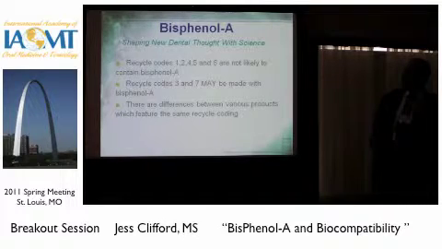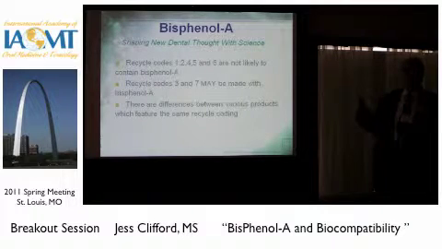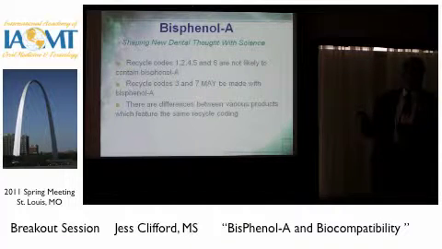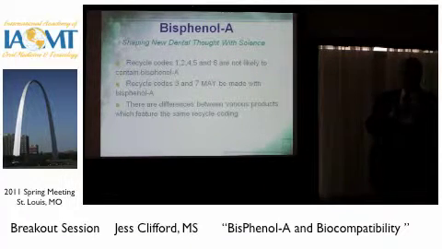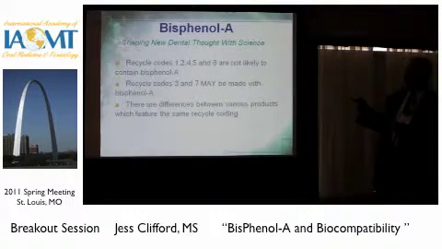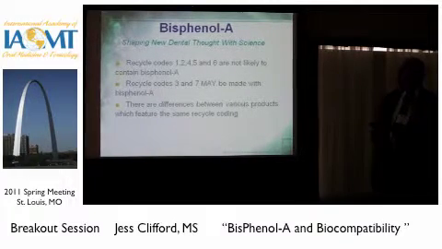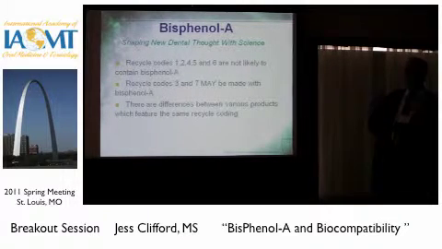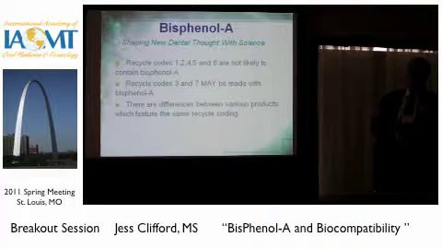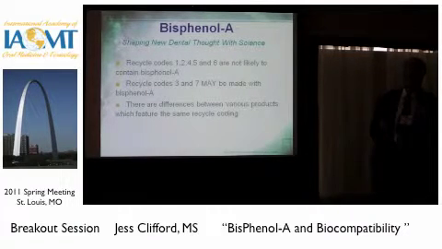Cycle codes 1, 2, 4, 5, and 6 are not likely to contain bisphenol-A. These particular recycle codes have plastics that do not lend themselves to the use of the bridging agent, the thing that holds acrylic together and perhaps some vinyl chlorides. We find that codes 3 and 7 may contain the bisphenol-A. There are differences between various products which feature the same recycle code. So don't go berserk in the aisle of your local grocery store until you're sure of which plastics are being used.